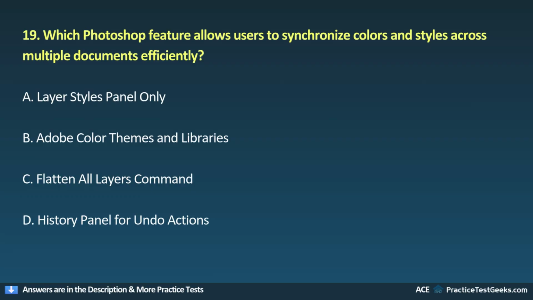19. Which Photoshop feature allows users to synchronize colors and styles across multiple documents efficiently? A. Layer styles panel only. B. Adobe color themes and libraries. C. Flatten all layers command. D. History panel for undo actions.